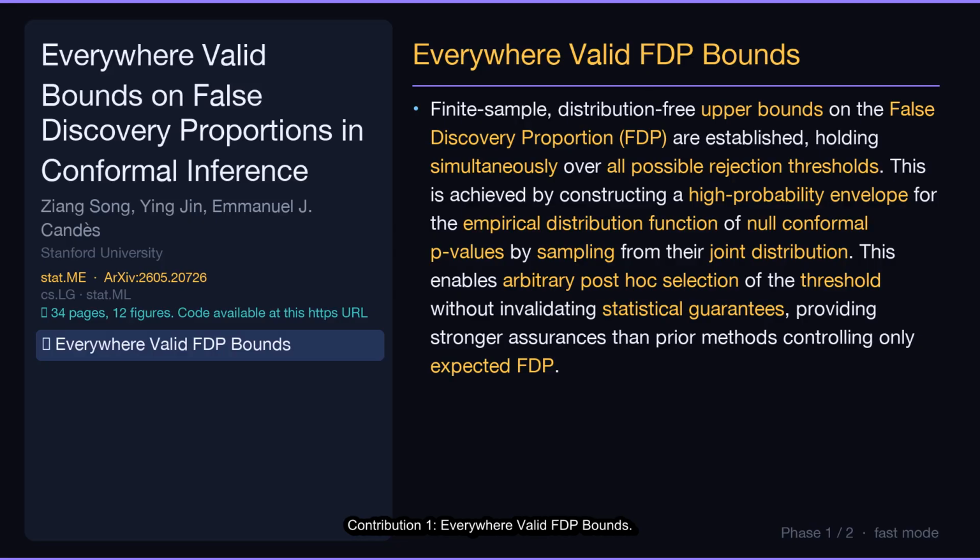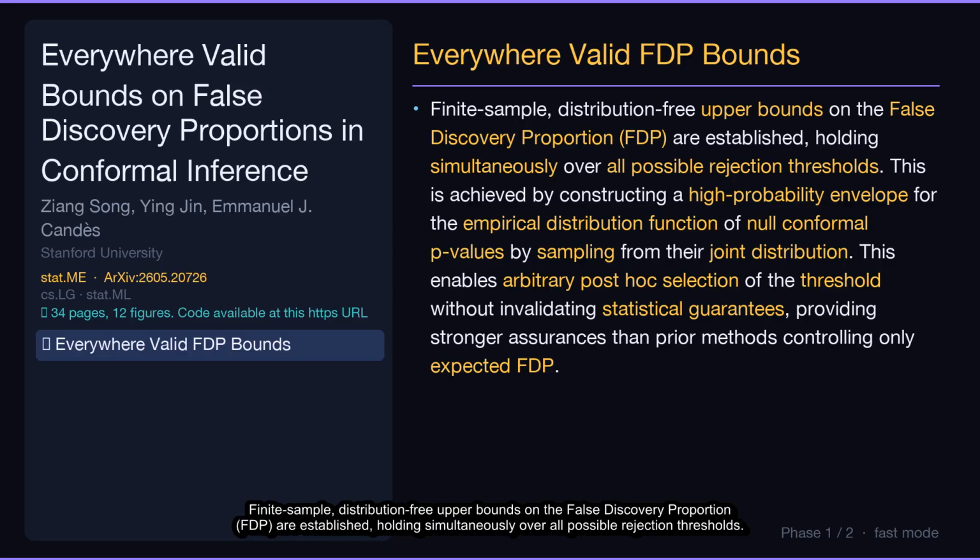Contribution 1. Everywhere Valid FDP Bounds. Finite sample, distribution-free upper bounds on the false discovery proportion, FDP, are established, holding simultaneously over all possible rejection thresholds. This is achieved by constructing a high-probability envelope for the empirical distribution function of null conformal p-values by sampling from their joint distribution. This enables arbitrary post-hoc selection of the threshold without invalidating statistical guarantees, providing stronger assurances than prior methods controlling only expected FDP.